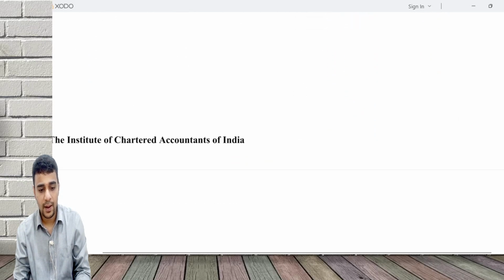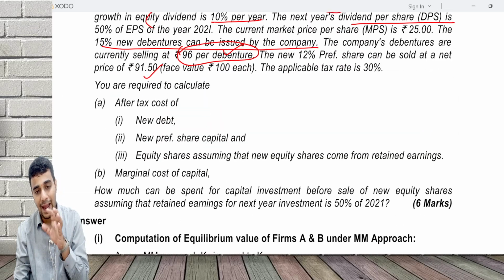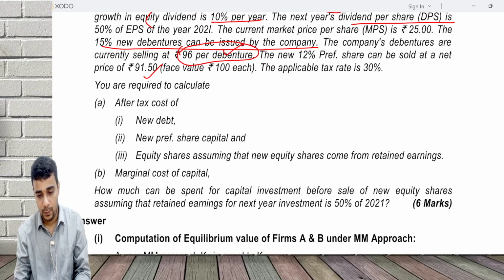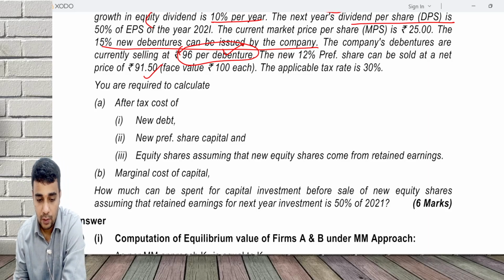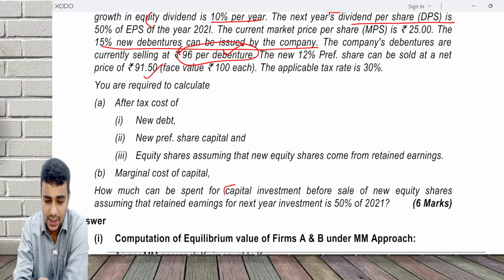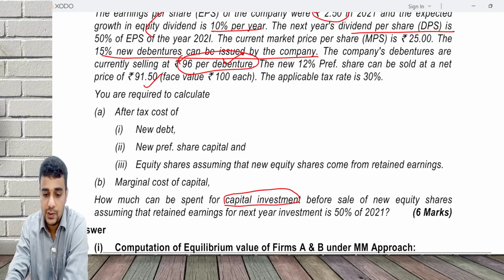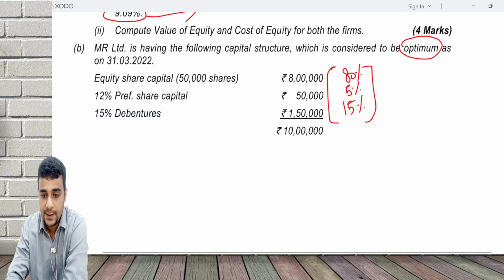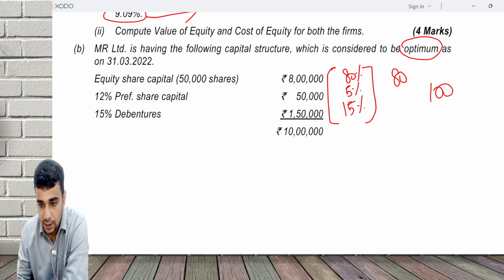One more requirement is, how much can you spend for capital investment before sale of new equity shares, assuming that retained earnings for next year investment is 50% of 2021. Assume I want to do a capex of 100. 80 will have to come from equity. I may have retained earnings of that much.